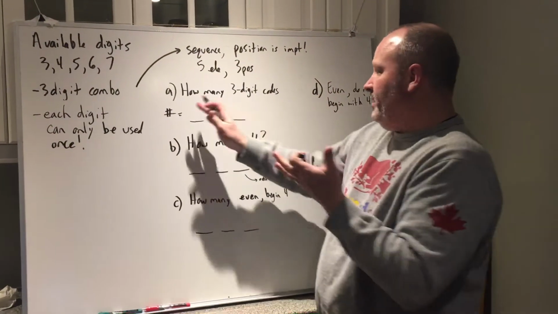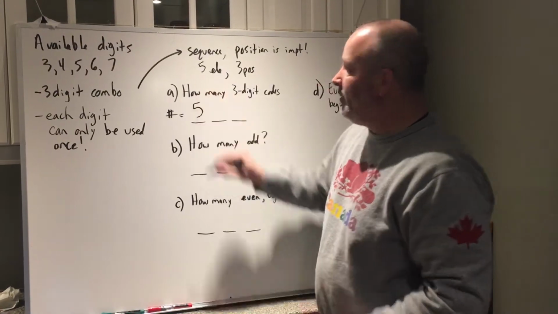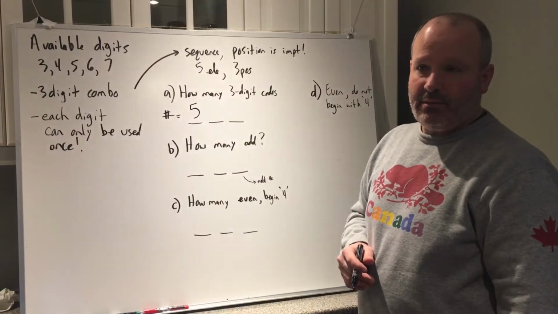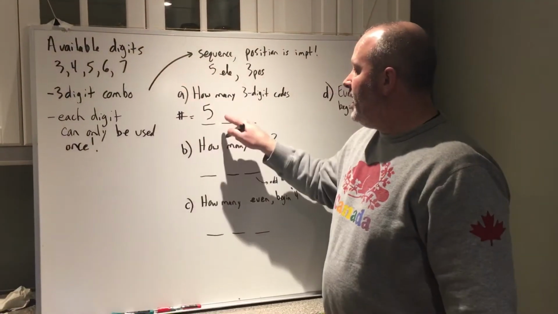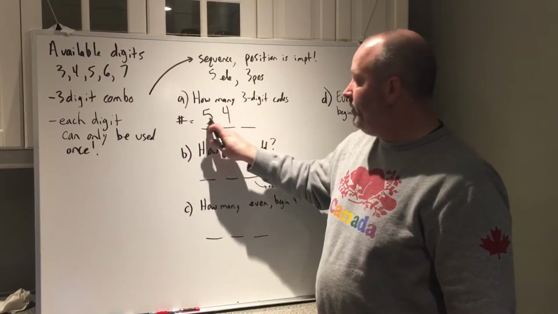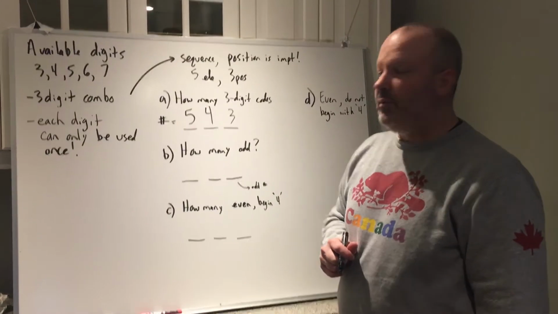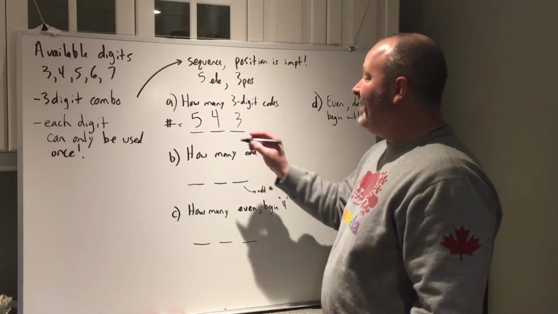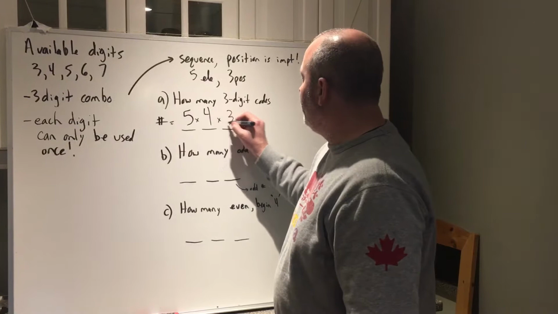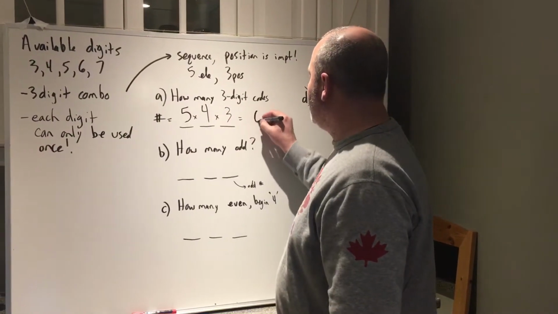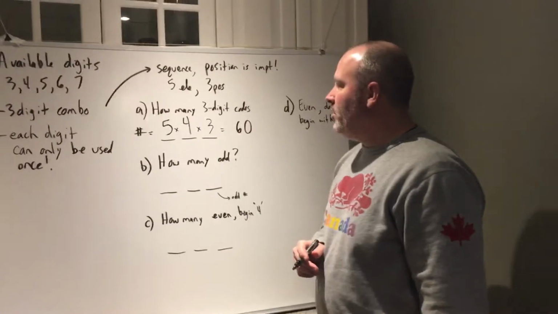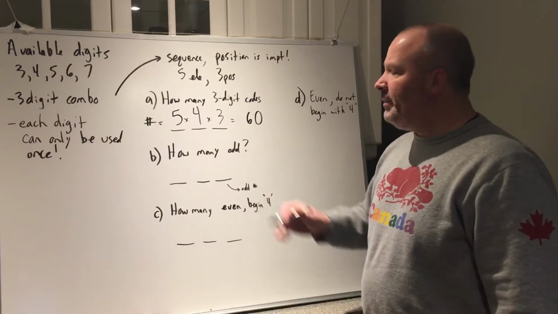Well, if we fill in the first position first, then there's 5 numbers that we can put in that particular position: 3, 4, 5, 6, and 7. There's 4 numbers after we use one of them up, and then 3 numbers after we use another one up, leaving us with 5 times 4 times 3, or 60 different codes. Okay, how many can be odd?